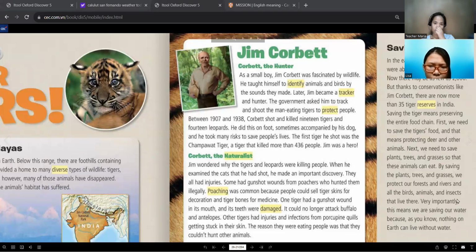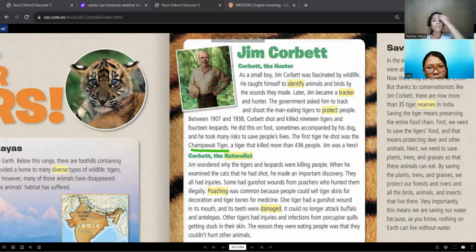The man-eating tigers. Yes, the man-eating tigers. What is the name of the tiger? It's a man-eating tiger. It has a name. It's the first tiger that he shot. The Champawat tiger. Yes, it's the Champawat tiger.